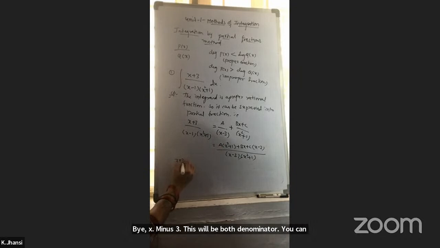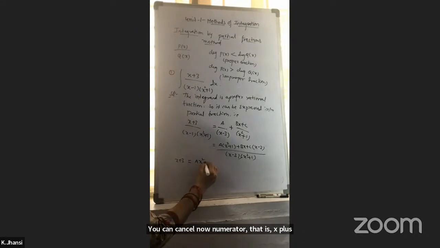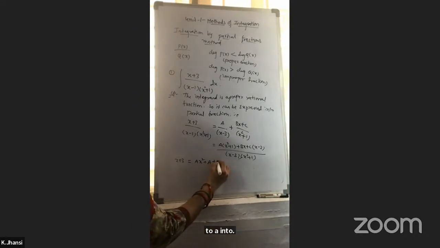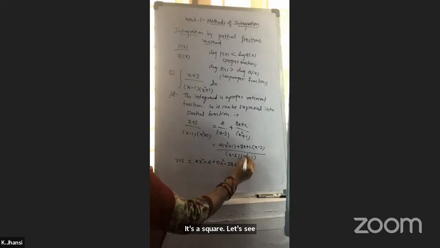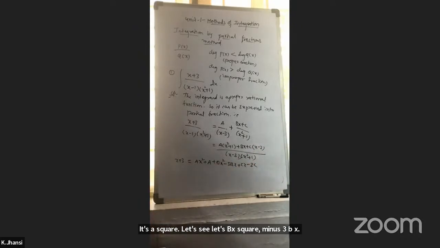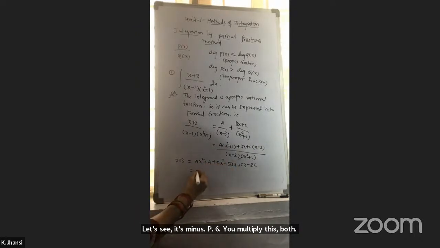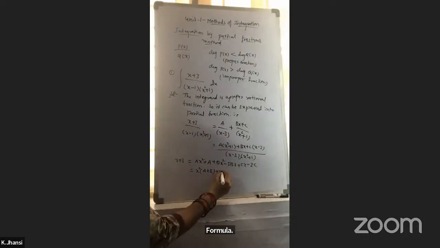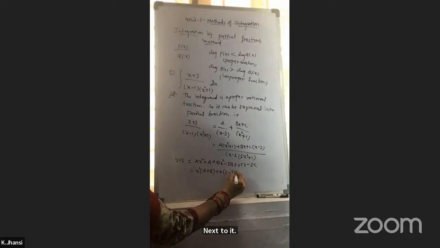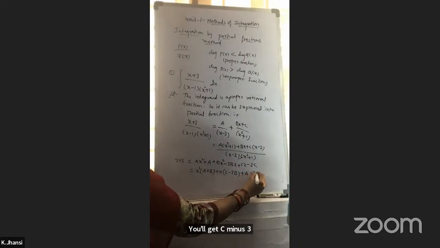Now the numerator, that is x plus 3, equals a into x square plus a plus bx square minus 3bx plus cx minus 3c. You multiply these. Now you write the like terms aside. So x square, if you take it common, a plus b. Next, x terms, if you take x common, you will get c minus 3b. Next, the constant term is a minus 3c.